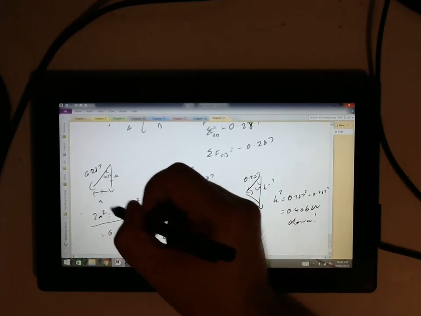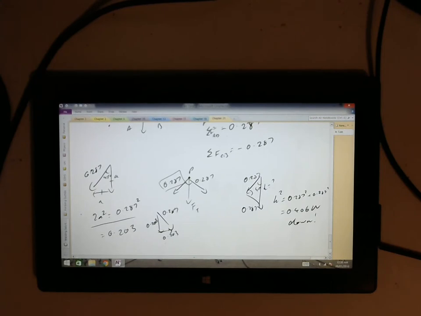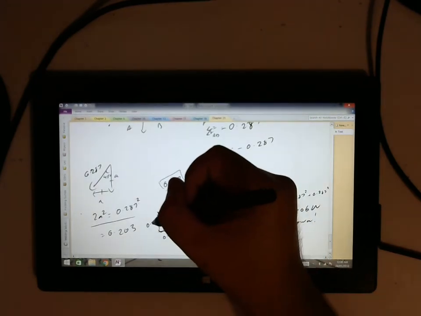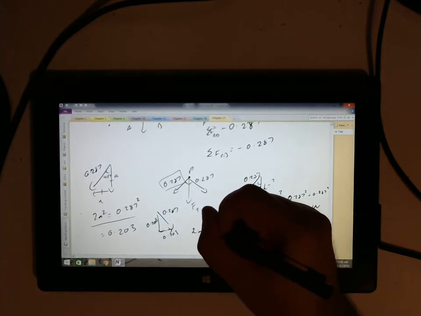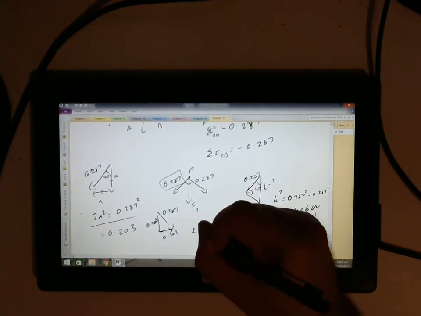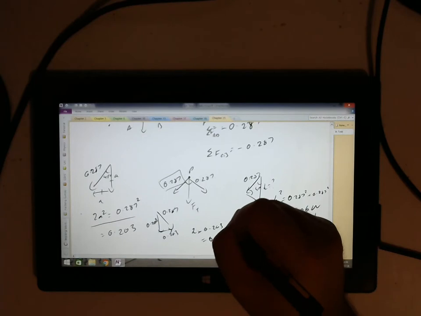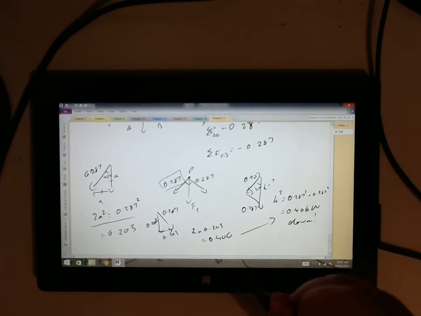Now, this across and this across, left and right, they're going to cancel. So we're just left with this down plus this down. So 2 times 0.203 equals 0.406, equals what we got over there. So that should be a 6.